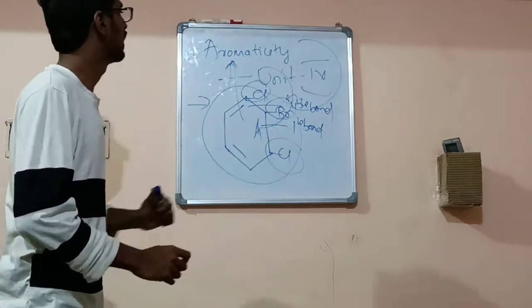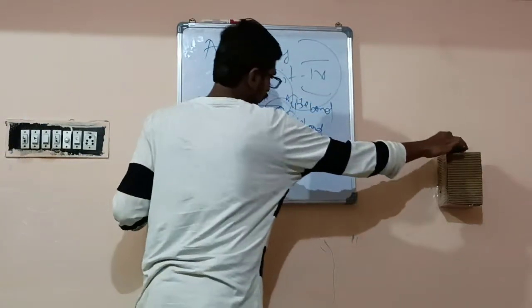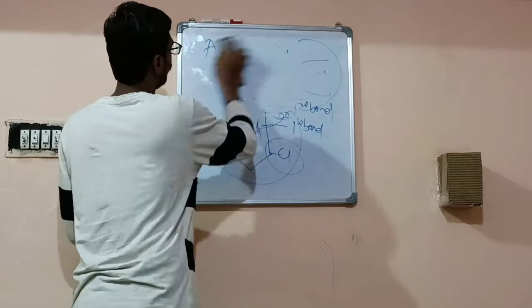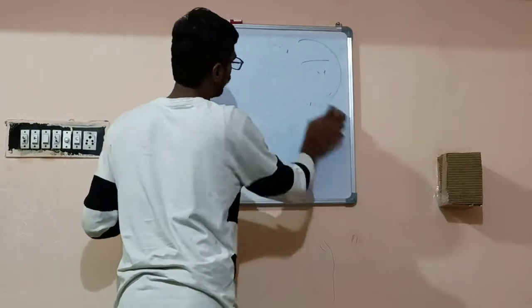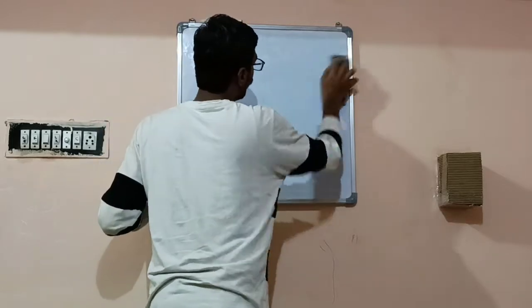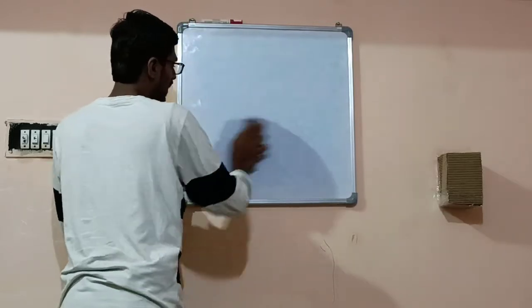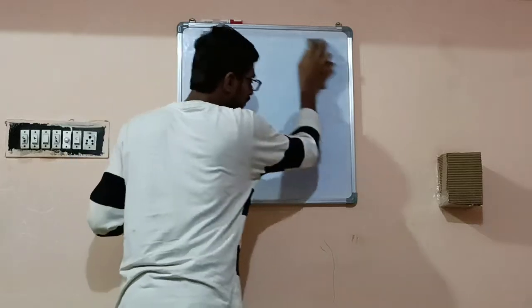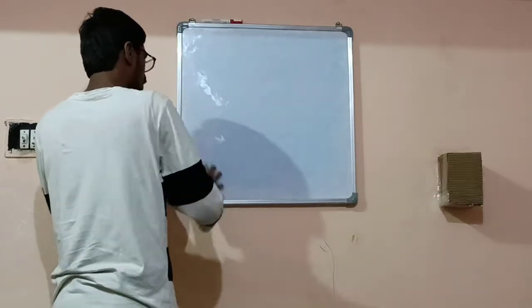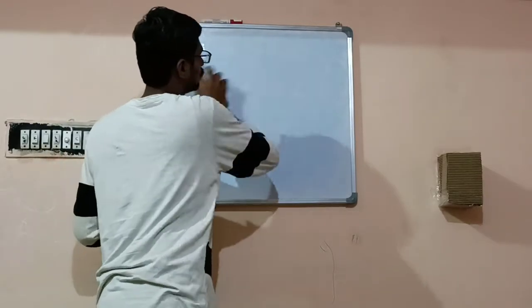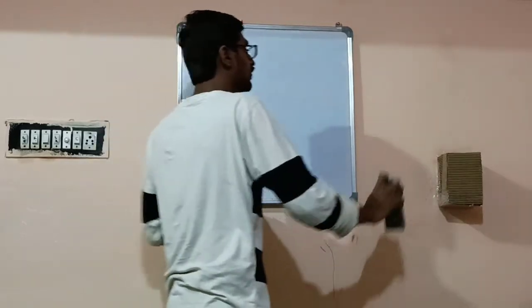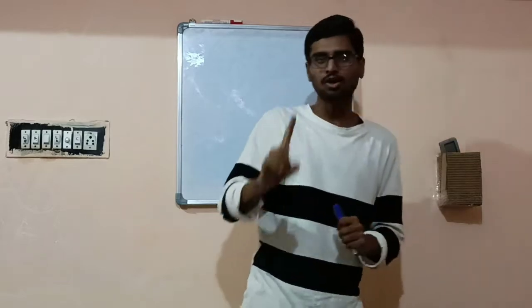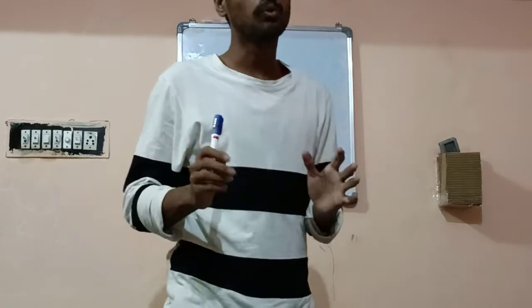Then we'll move on to aromaticity and its rules. Now I will move on to the aromaticity rules. What are the rules for assigning aromaticity? There are 4 rules which are helpful for determining aromaticity for all types of compounds. Now I will write the 4 rules for aromaticity that the compound undergoes.